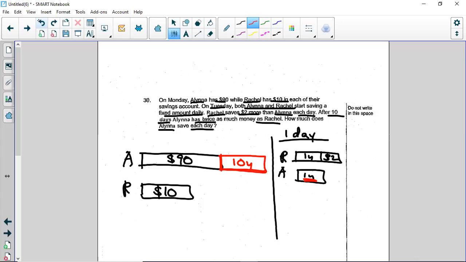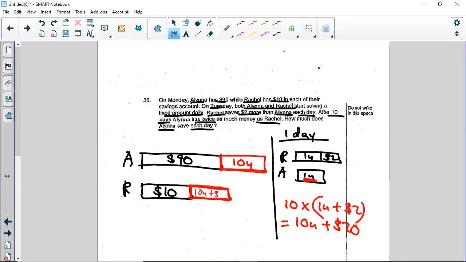And then Rachel, 1 day Rachel saved 1 unit and $2. Then 10 days will be how much? So you just stretch a bit longer, something like that. Okay, so how much is that after 10 days? So 10 times 1 unit and $2, right? 1 day, Rachel saved 1 unit and $2. So 10 days will be how much? 10 times 1 unit, 10 units. 10 times $2, $20. So after 10 days, Rachel will have saved 10 units and $20. So let's put inside 10 units and $20. Okay, are you clear so far?